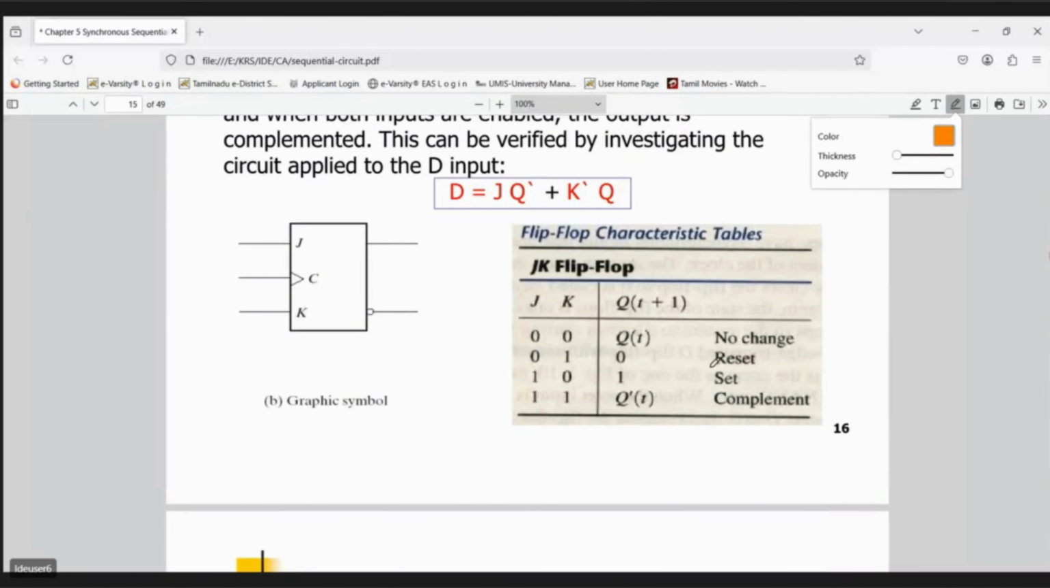So this is the graphic symbol and the truth table. When both are 0, 0, there is no change. 0, 1, so reset. 1, 0, now Q equal to 1, therefore set. Then 1, 1, now Q dash, therefore it is complemented.